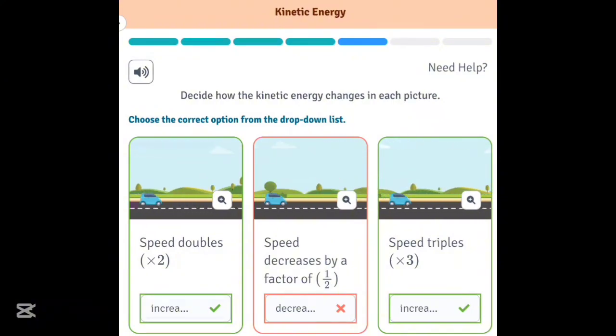Changing the speed of an object by a factor changes its kinetic energy.